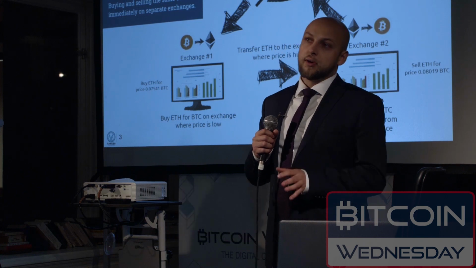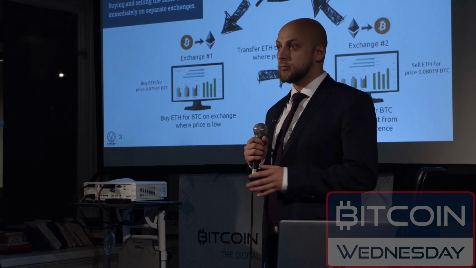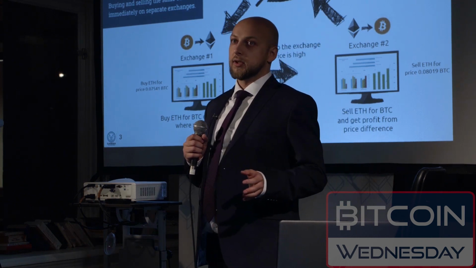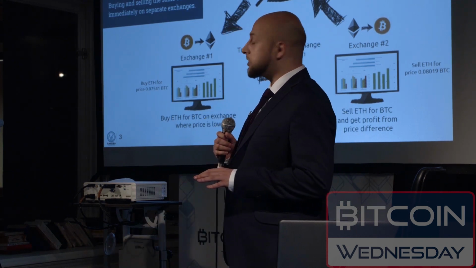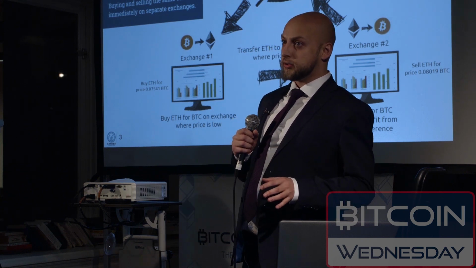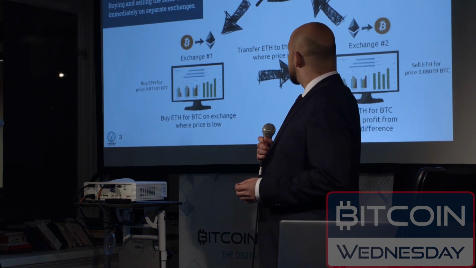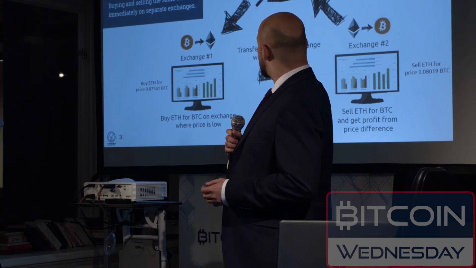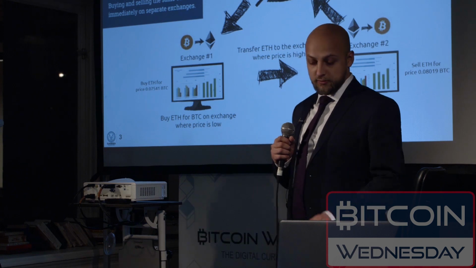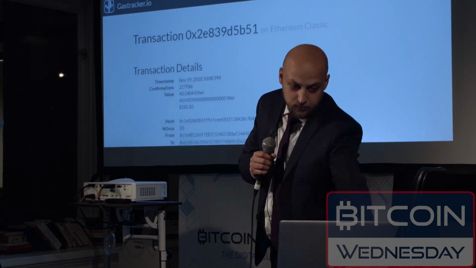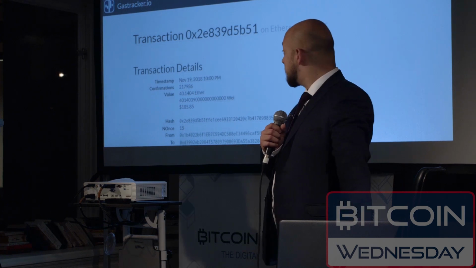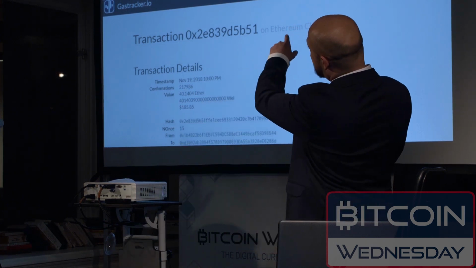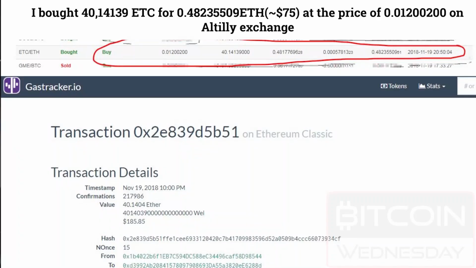Many people wonder how much money we need to make an arbitrage. There are different types of arbitrage, and one needs a lot of money to make some nice gain. On cryptocurrency, you don't need so much money, and I will show you one example. I found an offer where I bought 40 ETC for almost half of an ETH, and at this moment the ETH was worth only $75, so not a lot.